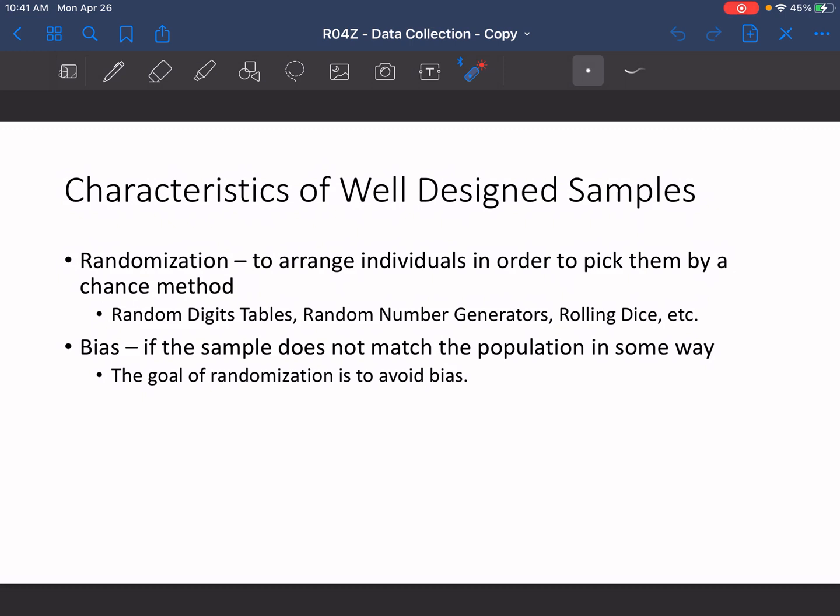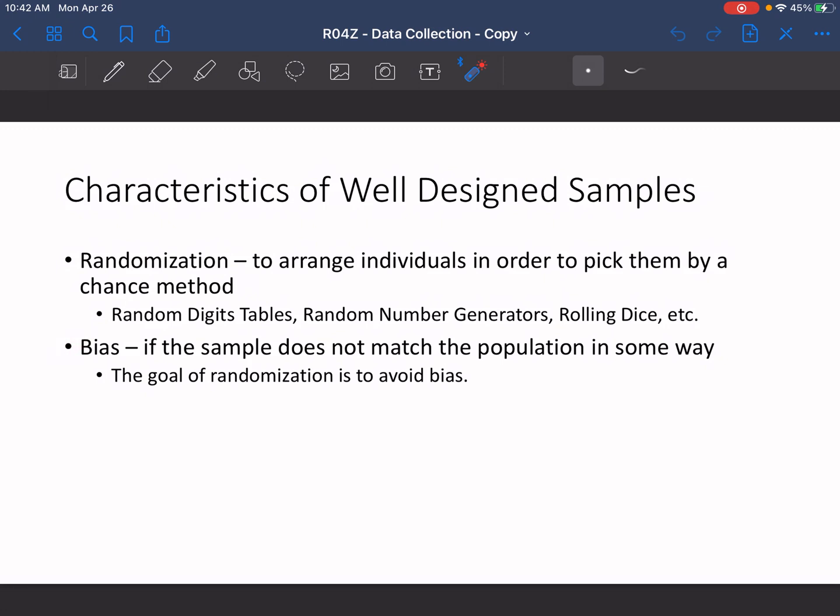There's many ways to actually randomize, and if you're asked to describe how you would randomize, you need to make sure, especially on FRQs and things like that, that you describe, hey, I would assign all these individuals a number and then use a random digits table to decide which ones I'm actually going to sample. You would actually have to write that out and describe that as being randomization, basically, for a well-designed sample.